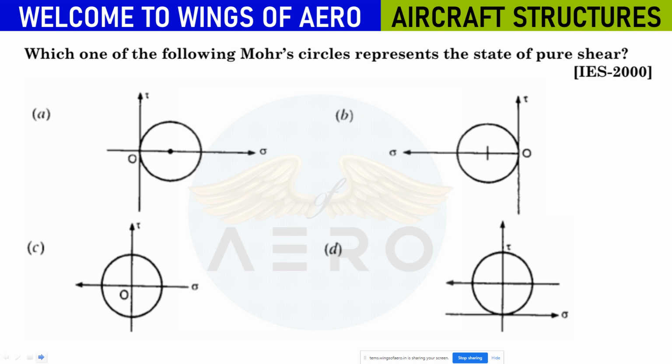Yes, fine. Okay. Now this. Which one of the following represents the state of pure shear? Option C, ma'am. Already we have discussed, right? Yes, ma'am, it is option C.